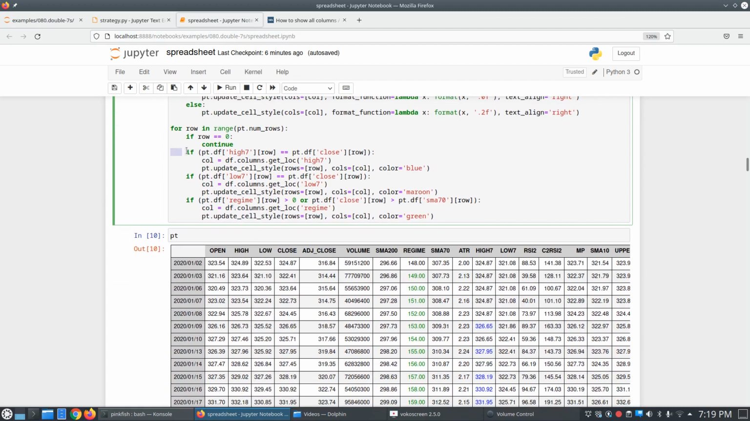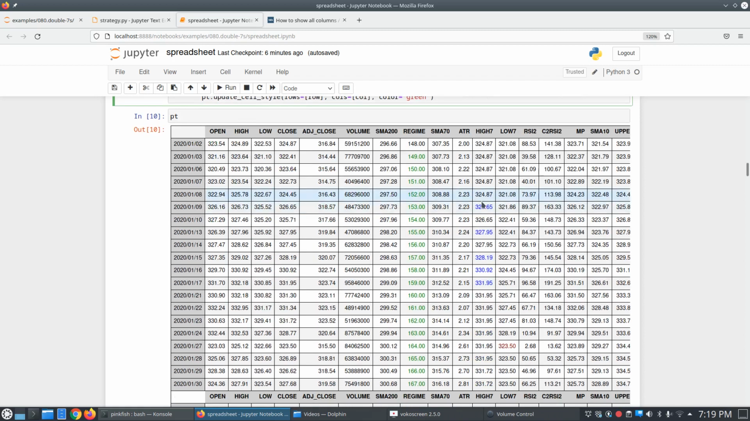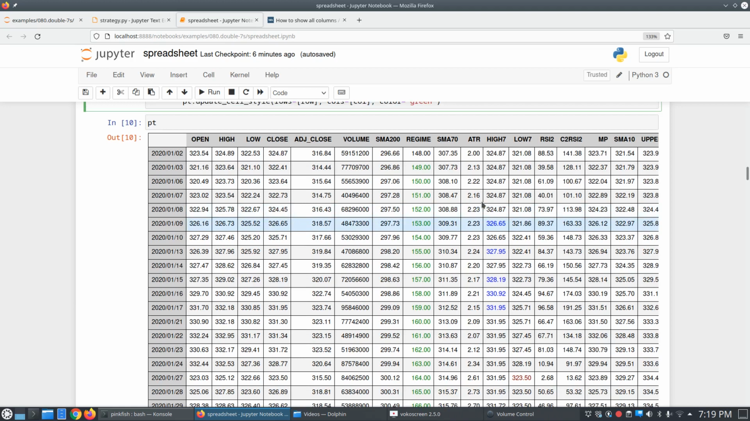highlight important events. So if we get a 7-day high, so if the 7-day high is equal to the current close, then we're going to make that blue. We're going to color that blue, and you can see that over here. I'll make this a little bigger. So that's when a 7-day high occurs, right here. Okay.